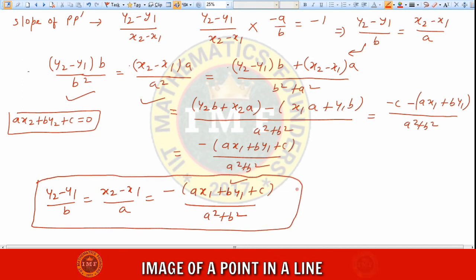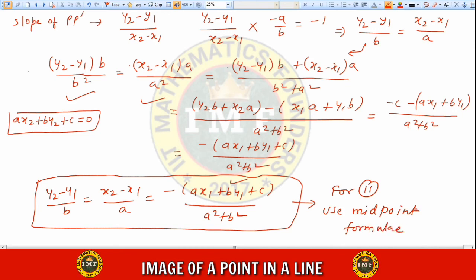Okay, now for the second formula, again I will do the same process. For the second, I will use the midpoint formula as I have already done in method number 1. Okay, so this was the two simple proofs for the image of a point in the line and the foot of perpendicular from a point on the line.